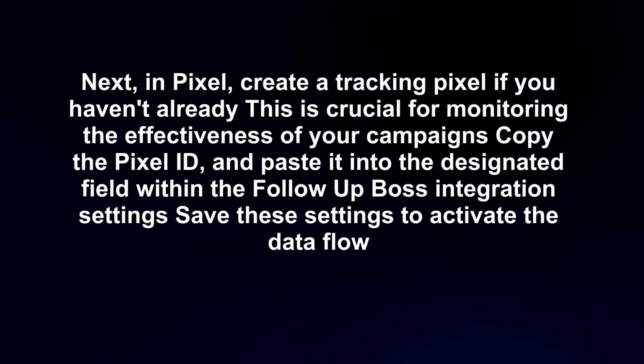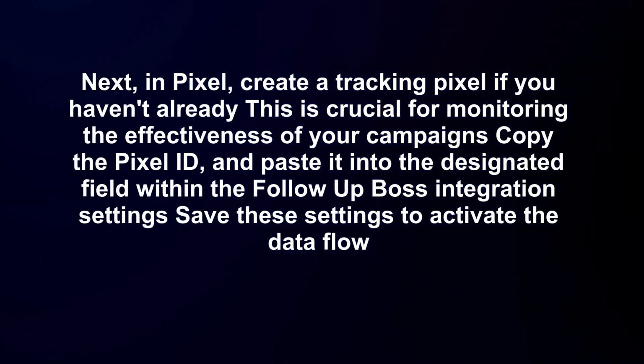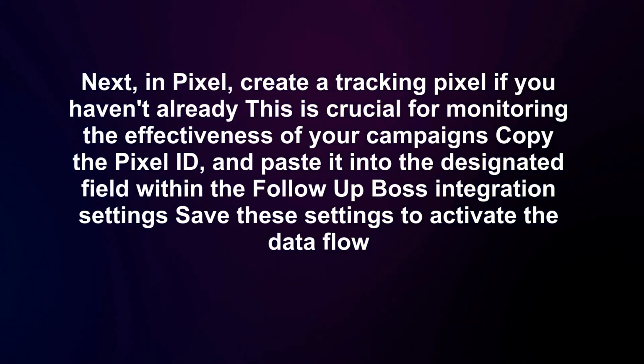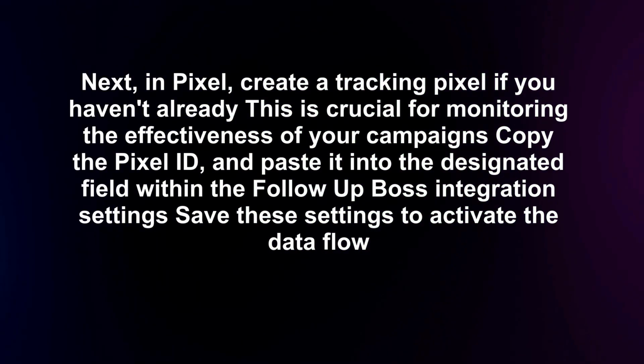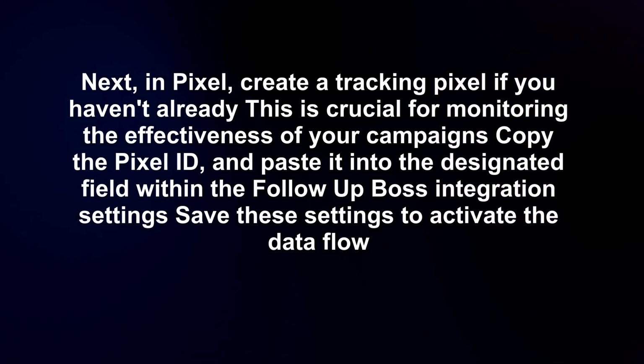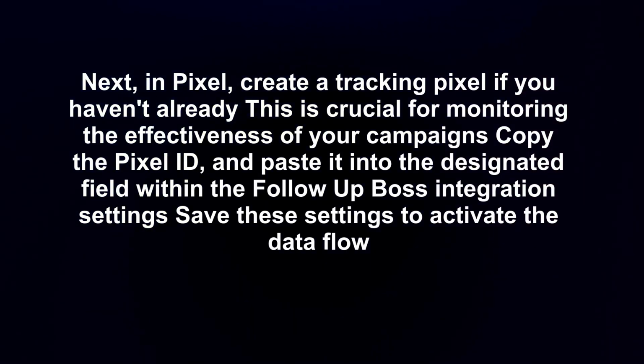Next, in Pixel, create a tracking pixel if you haven't already. This is crucial for monitoring the effectiveness of your campaigns. Copy the pixel ID and paste it into the designated field within the Follow Up Boss integration settings. Save these settings to activate the data flow.